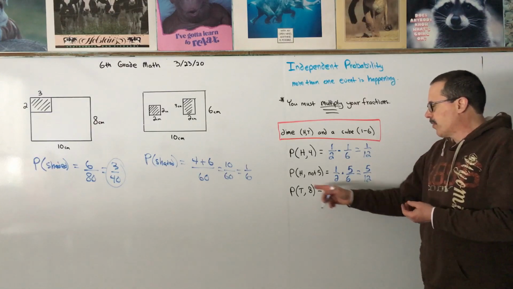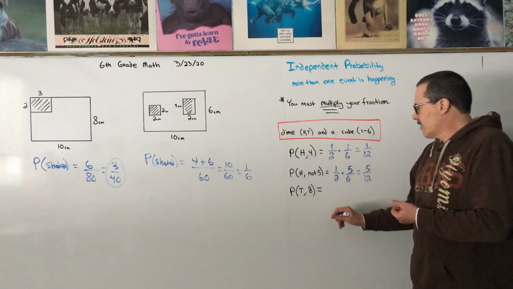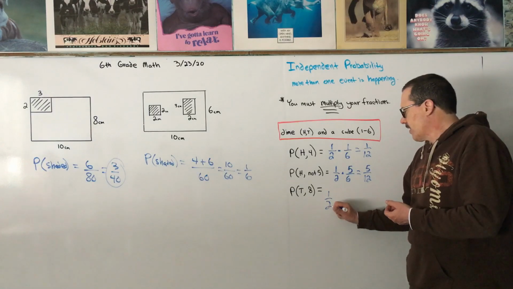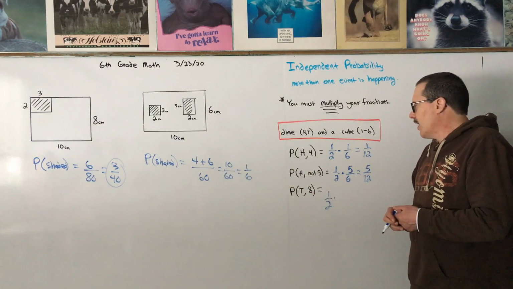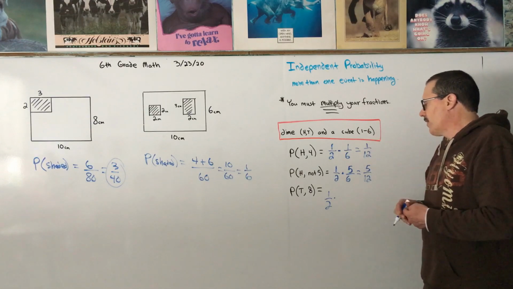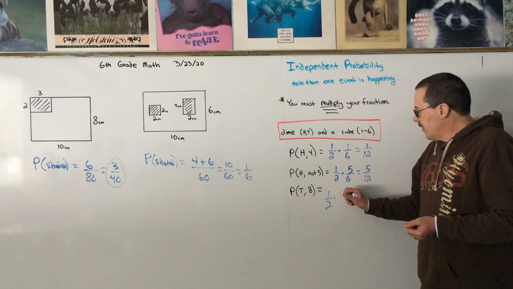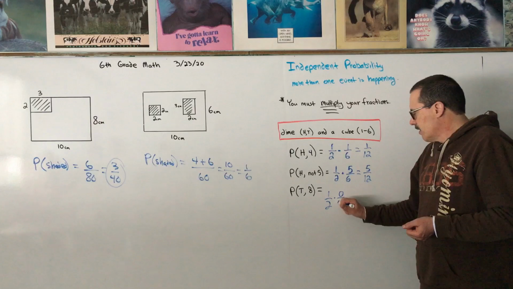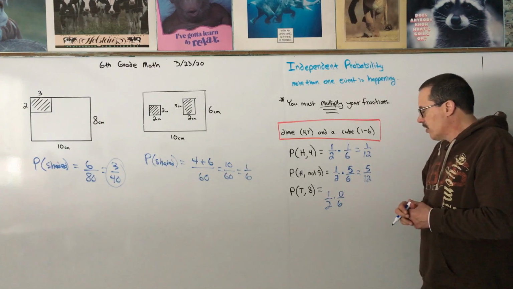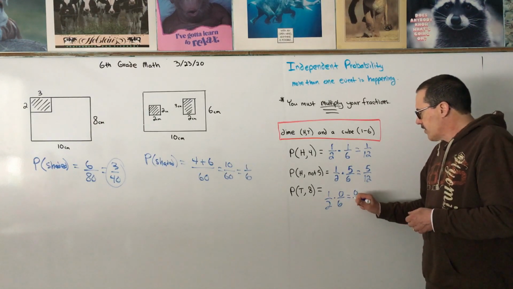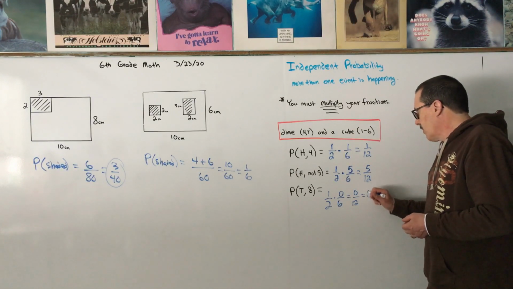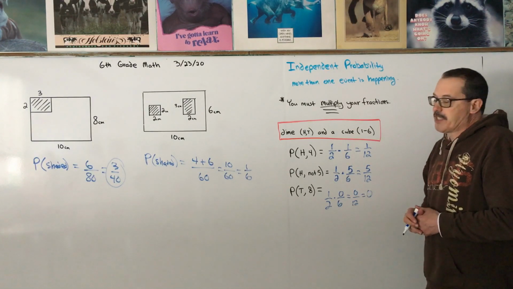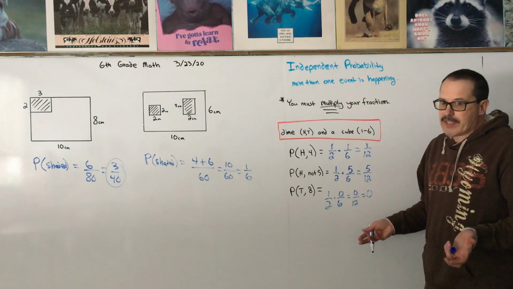And the last example, probability of getting a tails. Well, it'd be 1 chance out of 2 to get tails on the dime, and then multiply that by the chance to get an 8. Well, if a cube only has 1 through 6 on it, there is no 8. So that means there's 0 chances to get an 8 out of the 6 things you could get. And the answer to that is 0 over 12. But 0 divided by 12 is equal to 0. So basically that means it's impossible to happen, which if you think about it, makes sense.